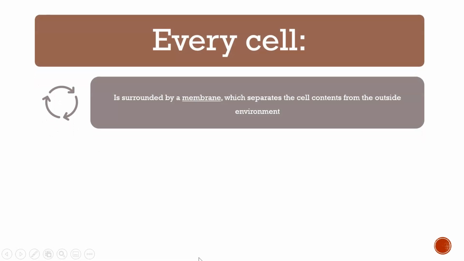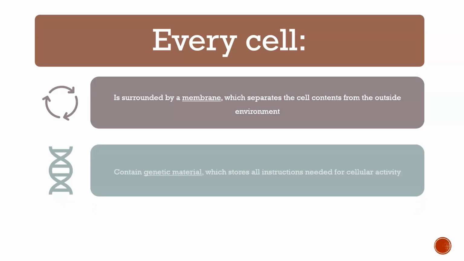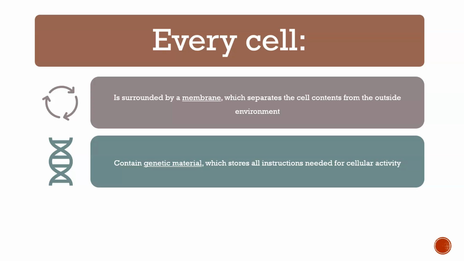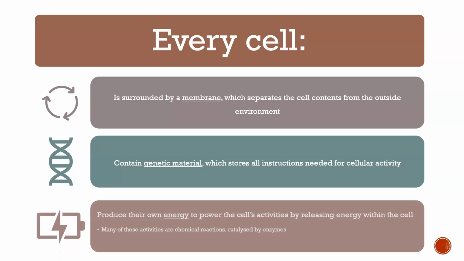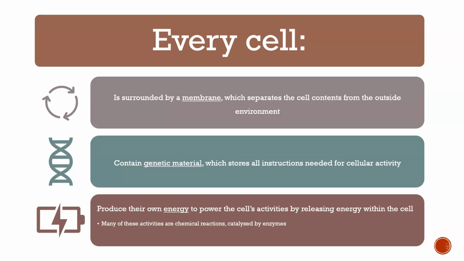So every cell is surrounded by a membrane. Okay, and this separates the cell contents from the outside environment. Every cell contains some form of genetic material which stores all the instructions needed for cellular activity. And then all cells produce their own energy, okay? And this is done by chemical reactions within the cell releasing that energy. Many of these are catalyzed by what we know as enzymes.